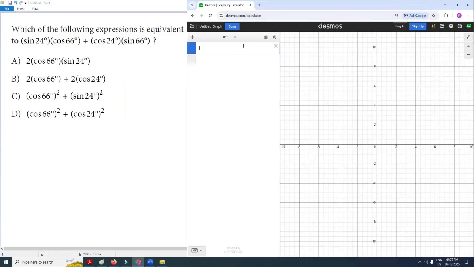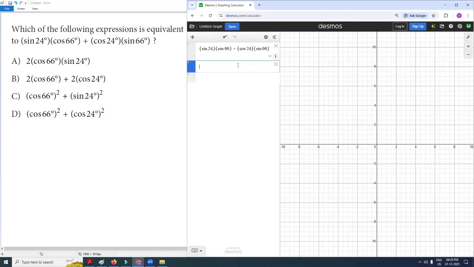Let's evaluate the value of the given expression. That is sine 24 degrees times cosine 66 degrees, plus cosine 24 degrees times sine 66 degrees. Here I got the value of the given expression, that is 1.